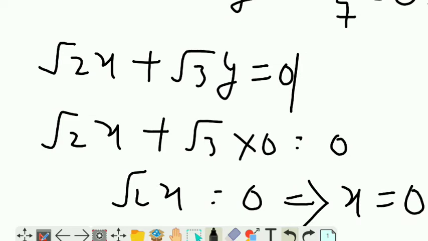So what values are we getting here? x is equal to 0 and y is equal to 0. These are the values by the elimination method. This is the elimination method. I hope you have understood both the methods here.